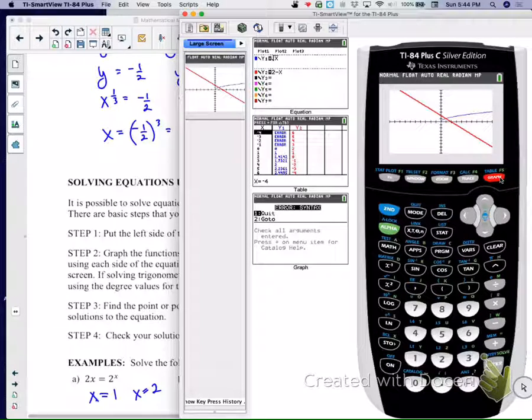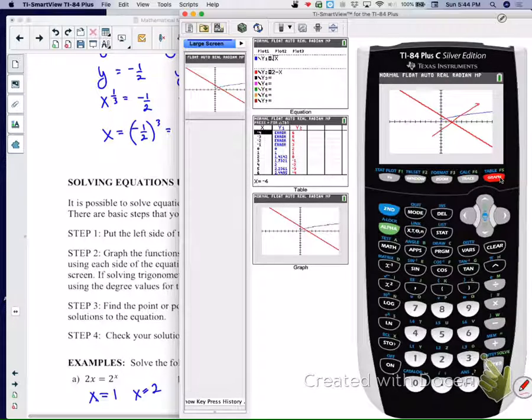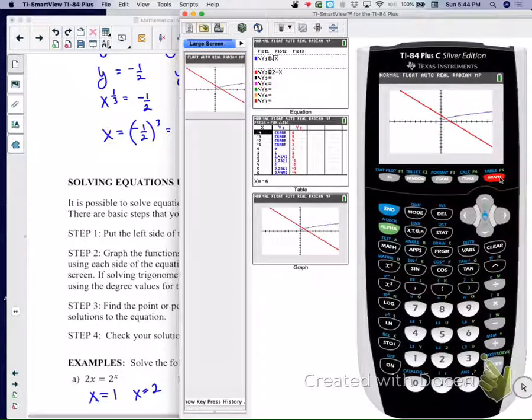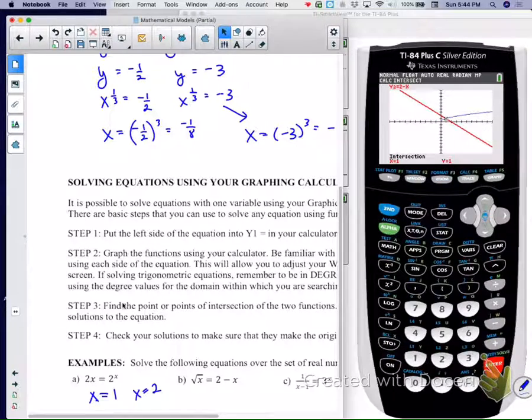But if the line had been something more like, well, I guess even like that, it only would have crossed it once, just because of the arc of that square root, I guess. So calculate, intersect, enter, enter, enter, 1, 1. Okay. So my answer would just be 1. And both of these would be very easy ones to check.